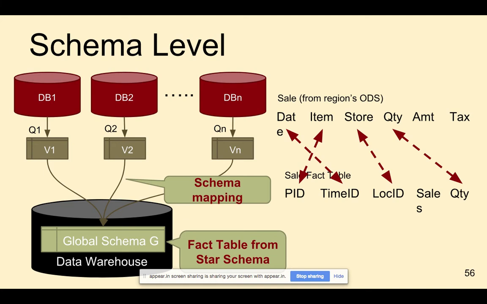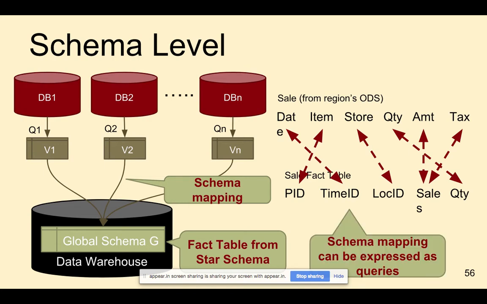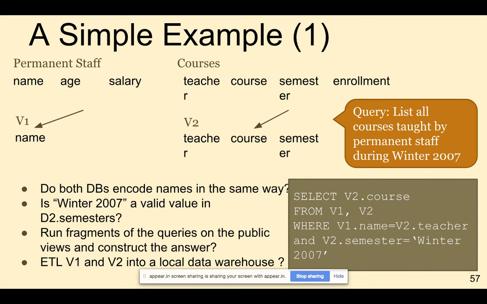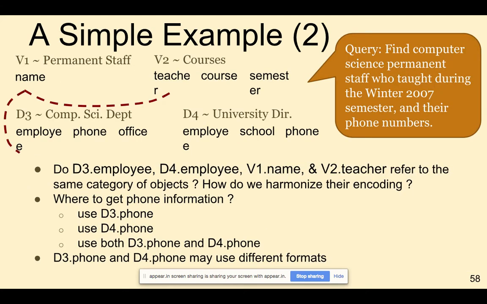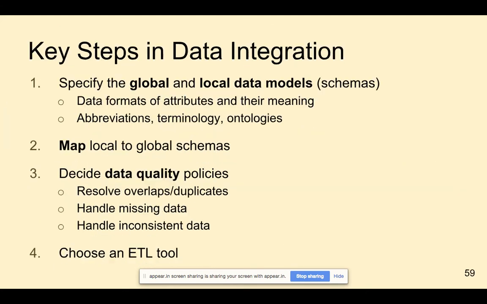So mapping the data sources into your global schema, that's the tricky part, and that's called the schema mapping problem. It gets really ugly very fast for real data sets, and people would often underestimate that. I'm going to skip the examples because they're a little bit too esoteric. Okay, but let's talk about some of the key steps.